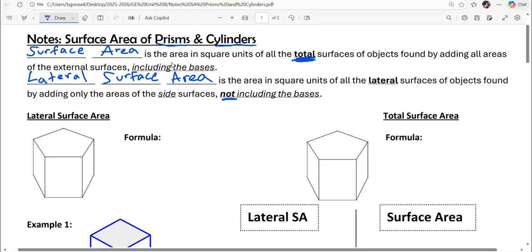Okay, so let's recap because this is the basic stuff you got to know. When you see the word surface area, that's total. It's everything. When you see the word lateral surface area, that's only the side. Okay? Now, gotta get some formulas going here.